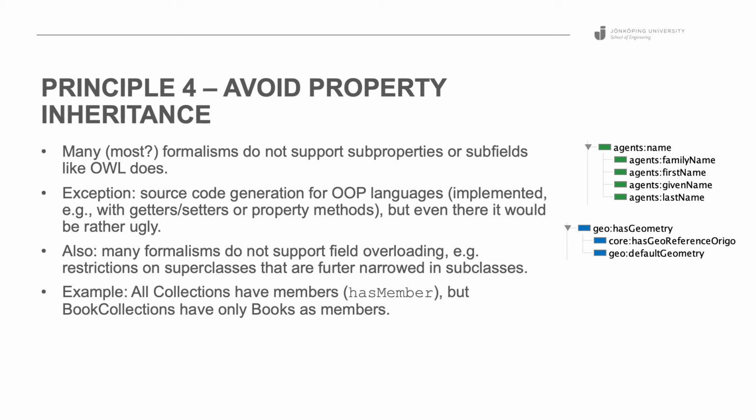And I give an example here where you have collections that have members through a generic has-member property, and then you have a subclass book collection which has a restriction that it accepts only books through the has-member relationship. This is perfectly fine in OWL, but it's not easy to translate to, say, a programming language that doesn't allow you to overload fields or properties, right? So in such cases, better to avoid this design.